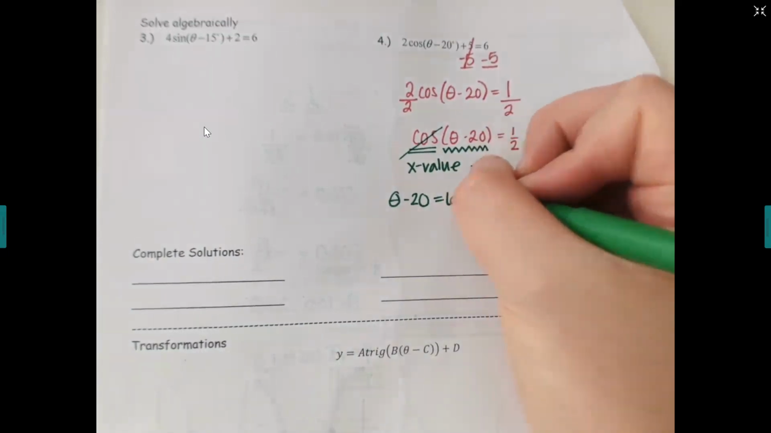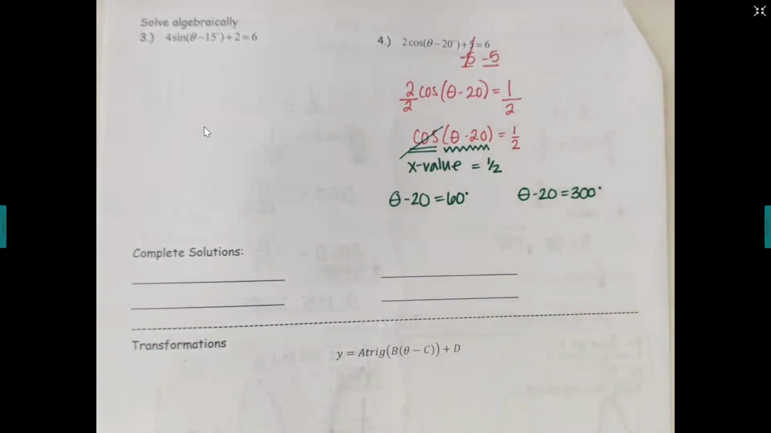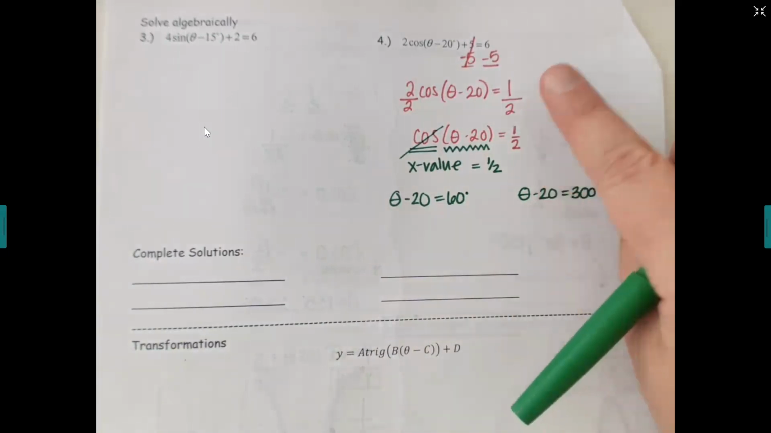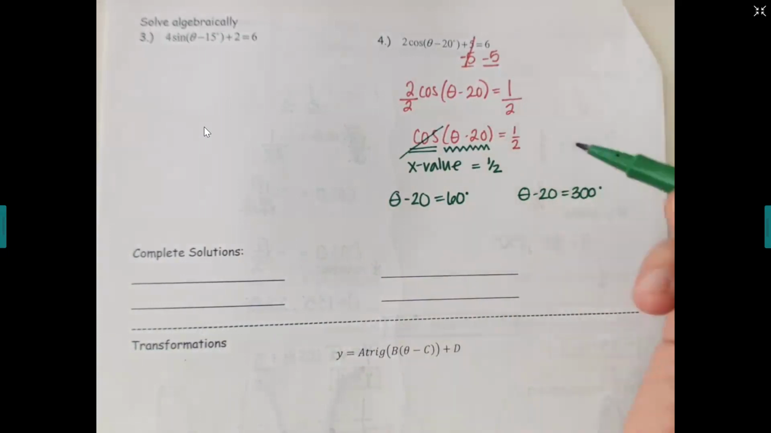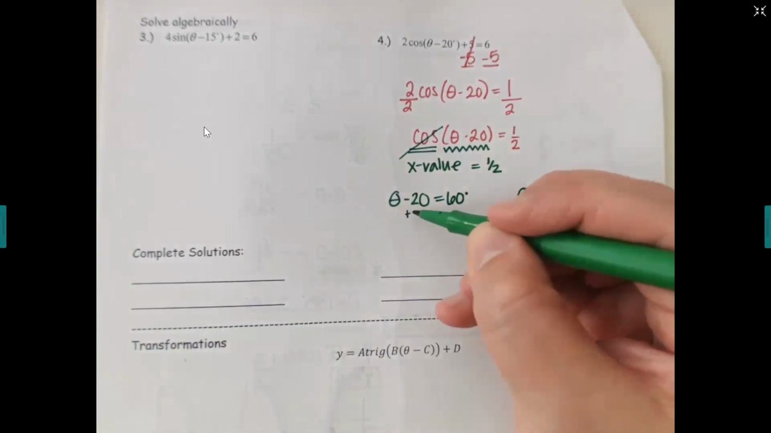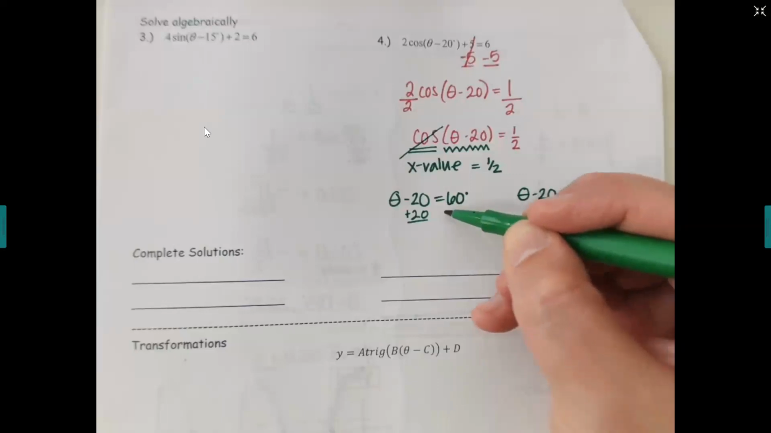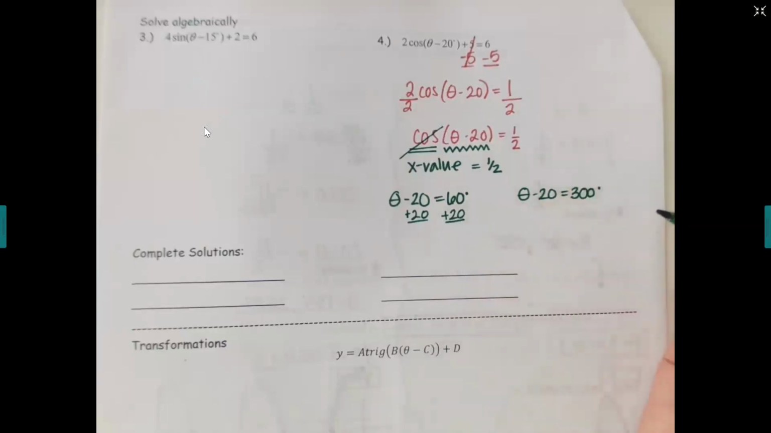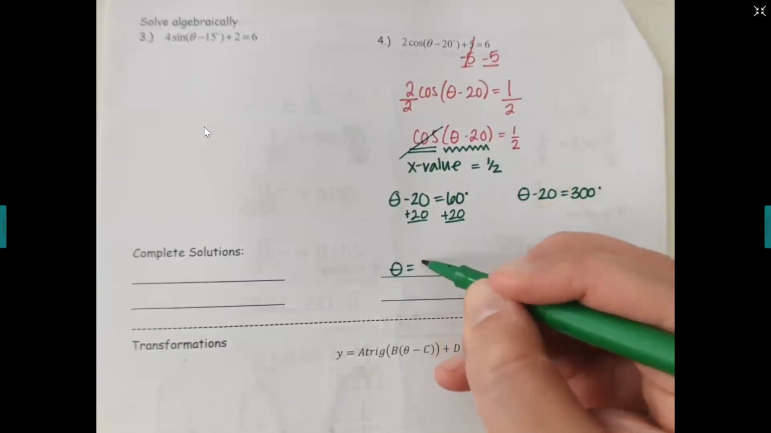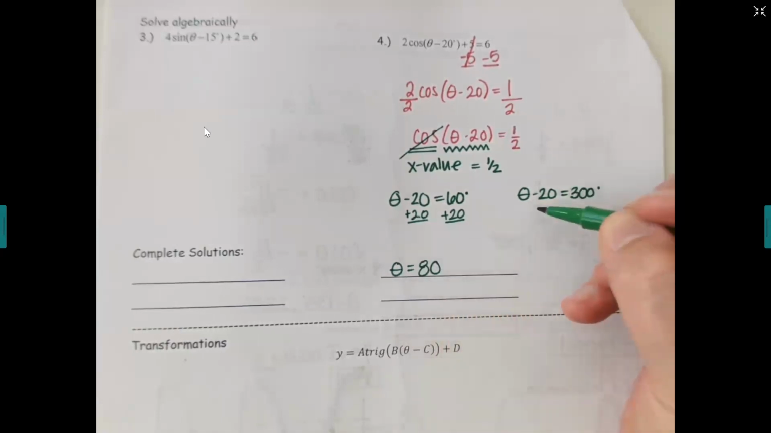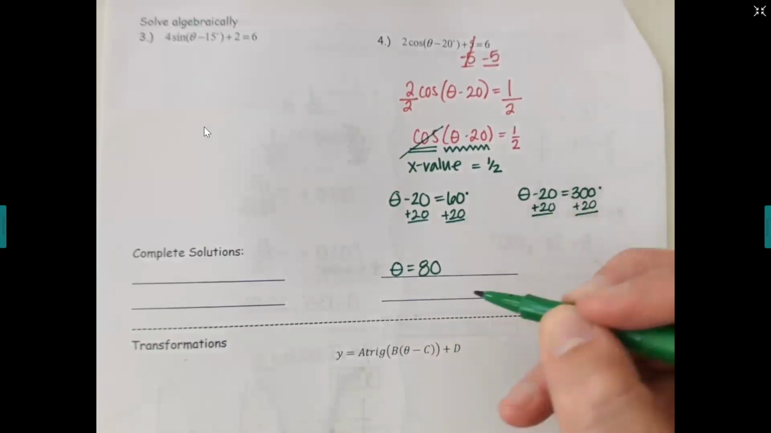So we picked 60 and 300, but those are equal to theta minus 20. How do we find our final answers? Add the 20 across. Oh, I'm sorry, that's equals. Yes, so we're just going to add the 20 across. So instead of my final answer being 60, what's it going to be? 80. And for my second one, I got 300 off the circle, but since I have to add 20 to it, it's going to be 320.